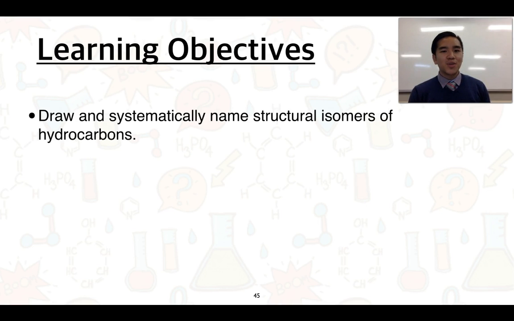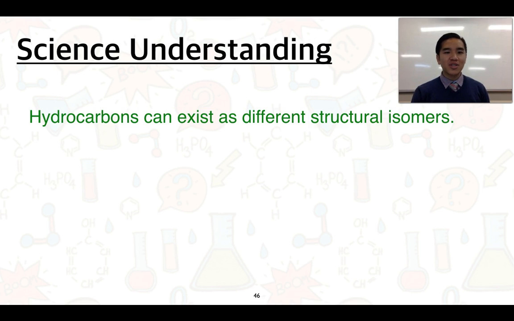In this video, I'm going to talk to you about structural isomers, and we're going to learn how we can draw and systematically name them. This is something that we're going to work on more in class. This links directly into this science understanding. Hydrocarbons can exist as different structural isomers.